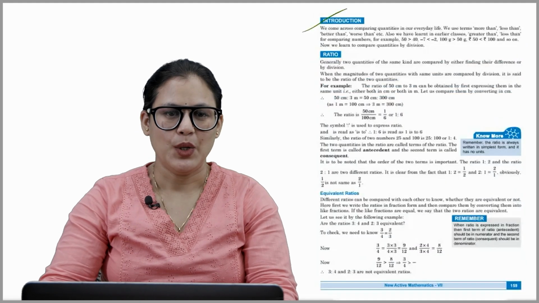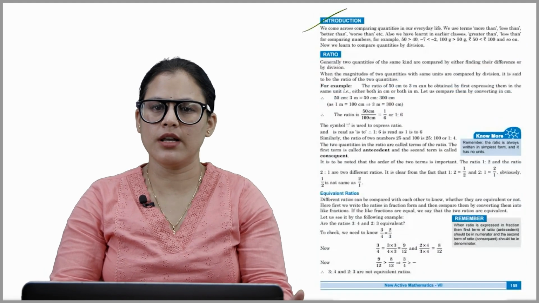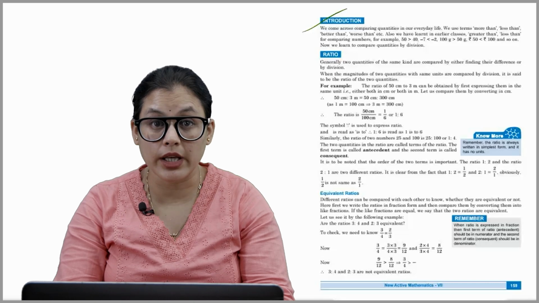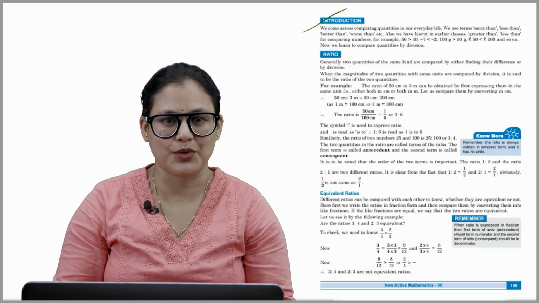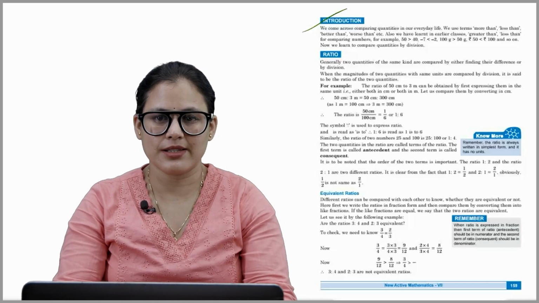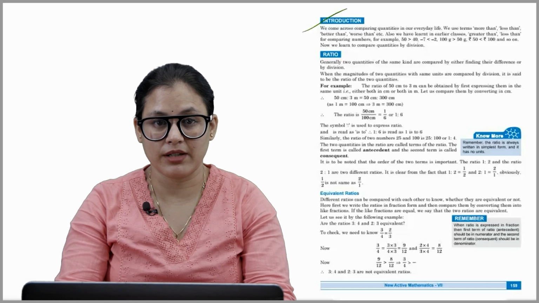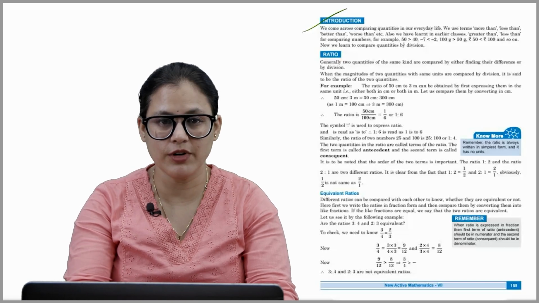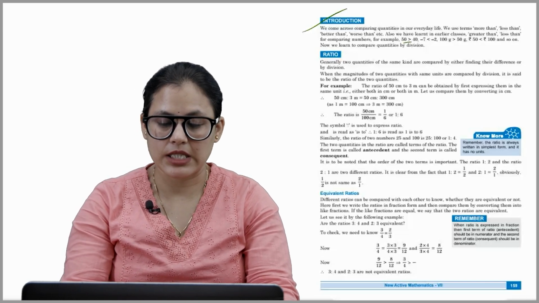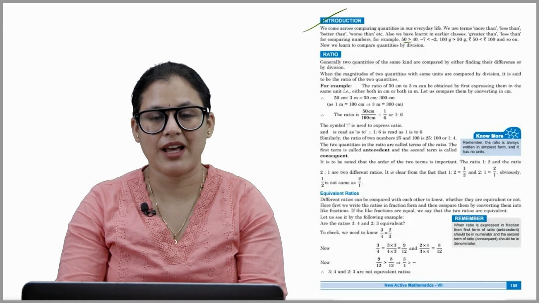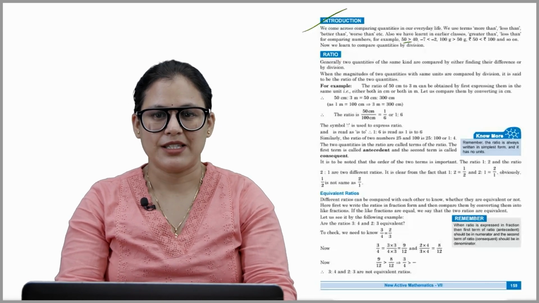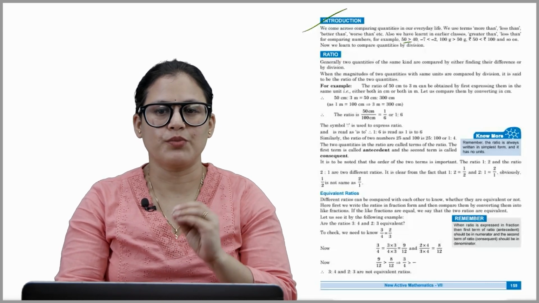Introduction. We come across comparing quantities in our everyday life. We use terms like more than, less than, better than, worse than, etc. Also, we have learned in earlier classes greater than and less than for comparing numbers. For example, 50 is greater than 40, -7 is less than -2, and 100 gram is greater than 50 gram. Similarly, rupees 50 is smaller than rupees 100 and so on.